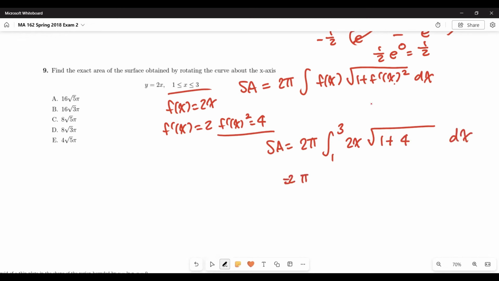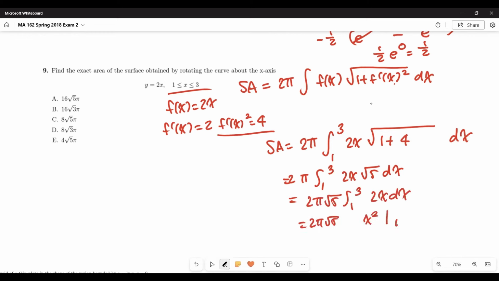So this becomes 2 pi, 1 to 3, 2x square root of 5 dx. Square root of 5 can come out, 2 pi square root of 5, 1 to 3, 2x dx. 2 pi square root of 5, x squared, integrating from 1 to 3, 2 pi square root of 5 times 9 minus 1. So this just becomes 2 pi square root of 5 times 8, 16 pi square root of 5. So the answer for this question is A.